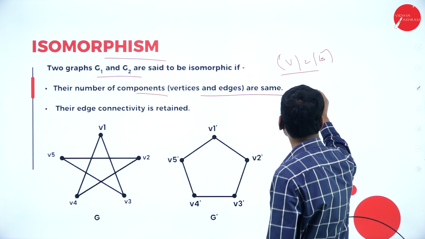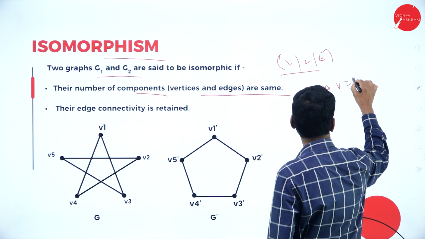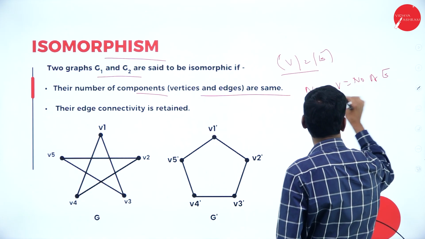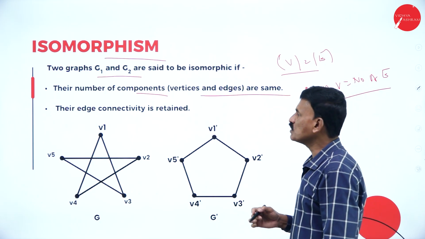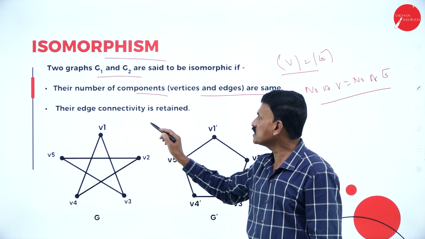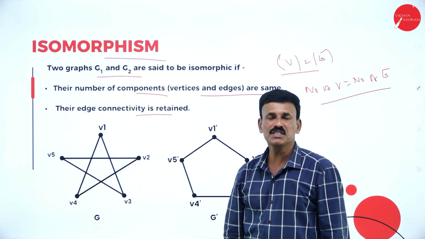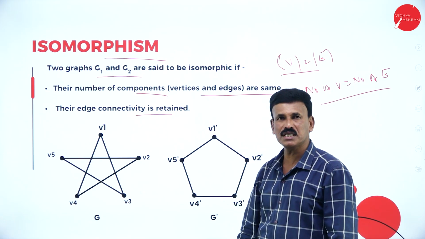So if the number of vertices and number of edges are equal, then the graphs are said to be isomorphic graphs. Their edge connectivity is to be retained. There should be continuity.